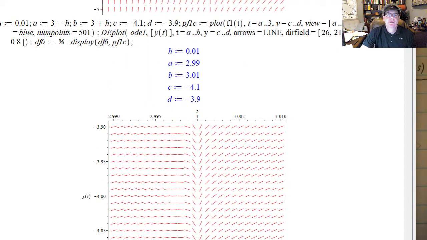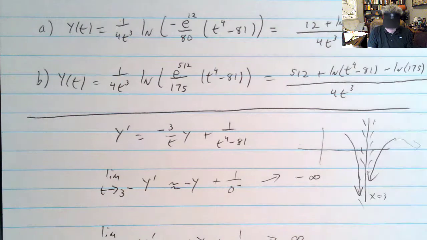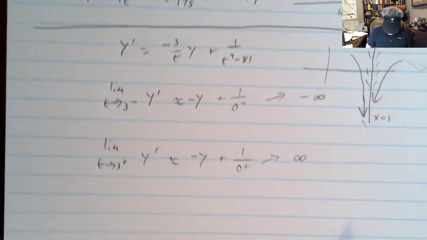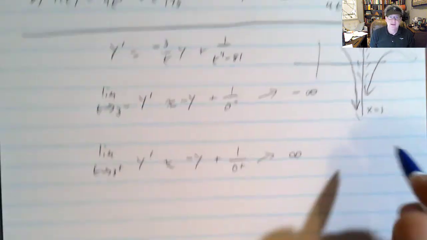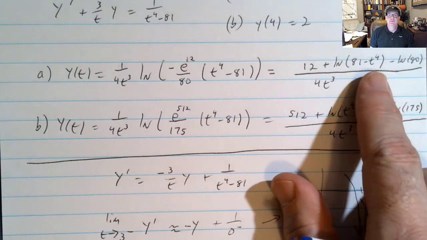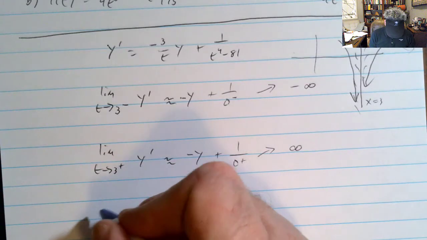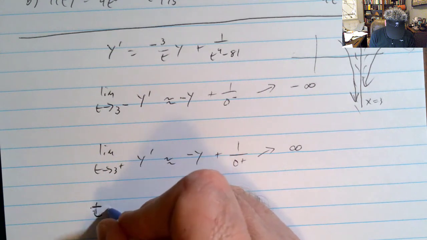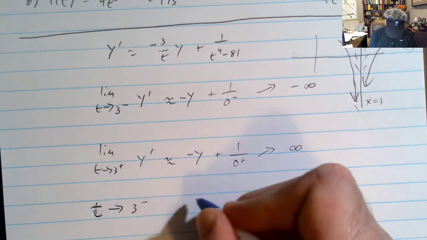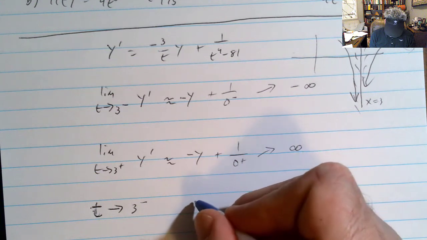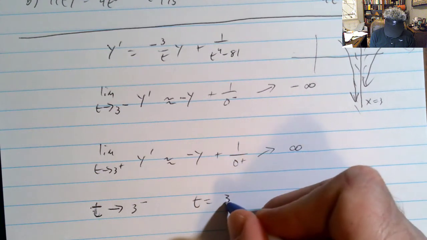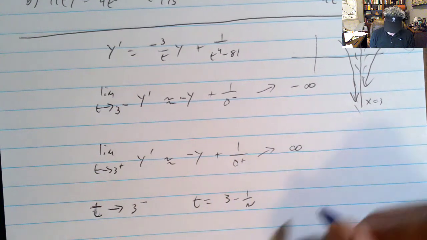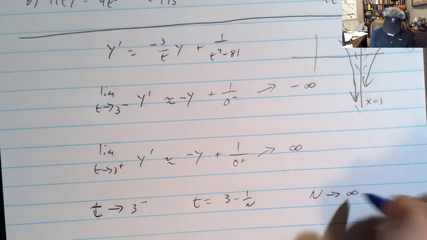So for some more analysis, let me first go to the paper, just to ballpark it. If I look at this, 81 minus t to the 4th, t is going to 3 from the left. So let's just say t equals 3 minus 1 over n, and then n will go to infinity.